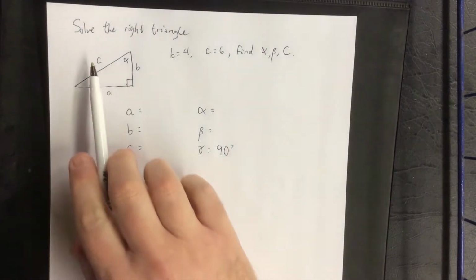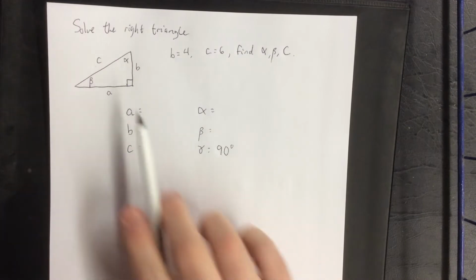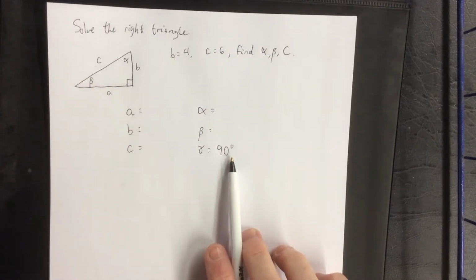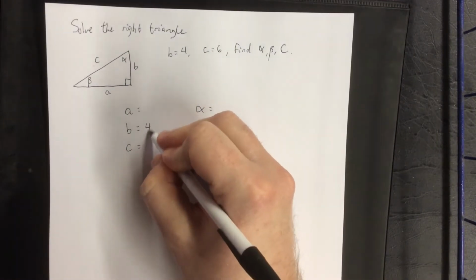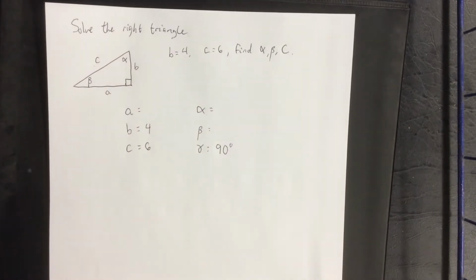So gamma is across from C. That's our across from the hypotenuse. That'll be our 90-degree angle. We'll label the two sides that we do know. We'll call that 4 and 6.